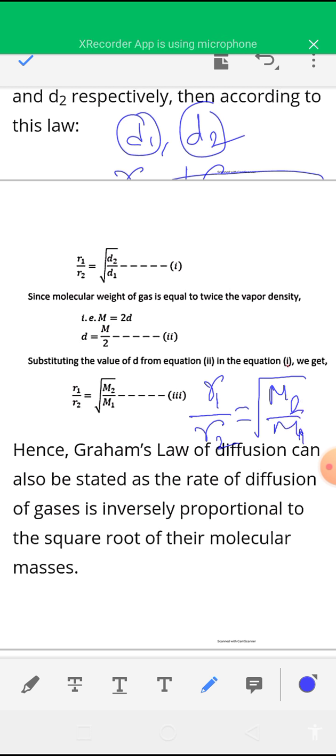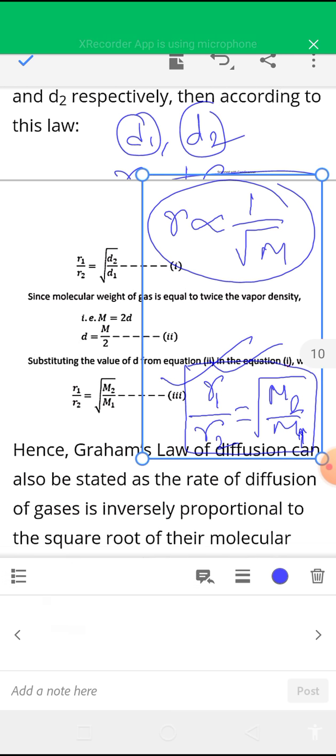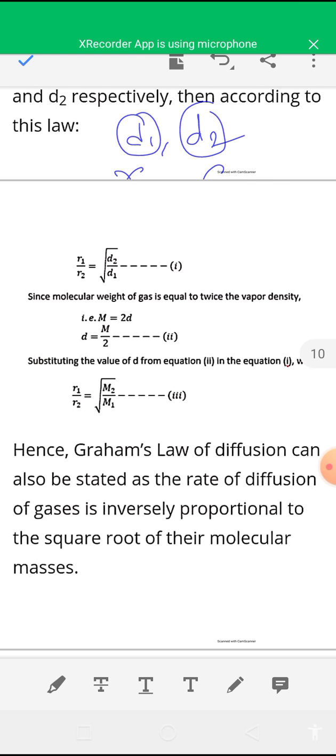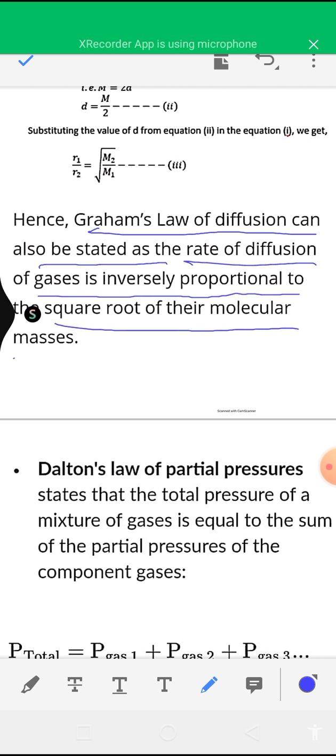Okay, so according to this equation we can write that r is inversely proportional to the square root of its molecular weight. According to this relation, the rate of diffusion of a gas is inversely proportional to the square root of its molecular weight. So another statement of Graham's law of diffusion is that the rate of diffusion of gases is inversely proportional to the square root of their molecular mass, that is, rate of diffusion is inversely proportional to the square root of molecular mass M.